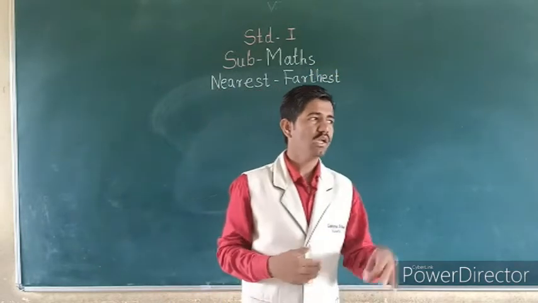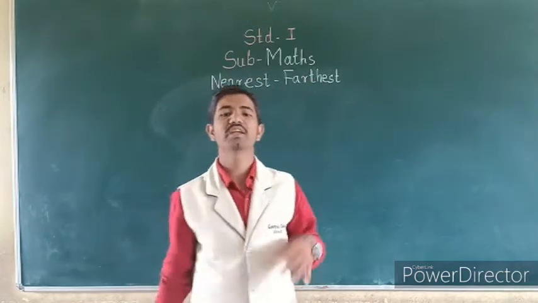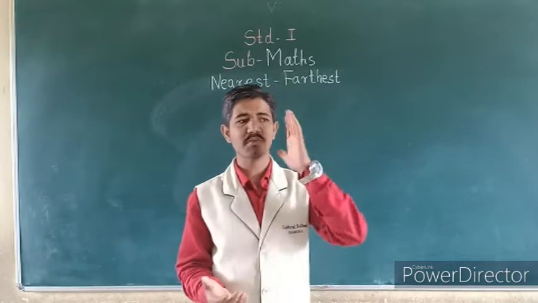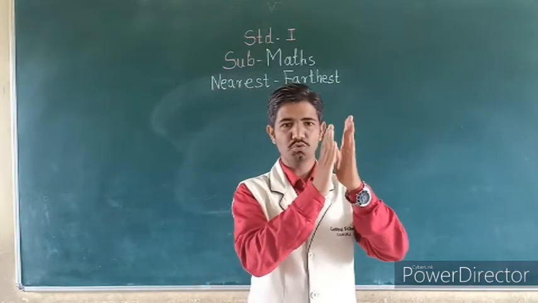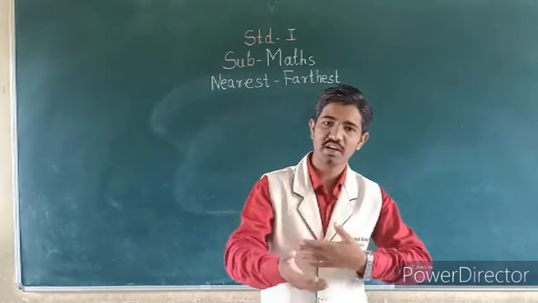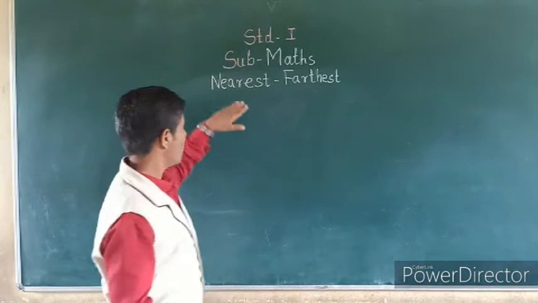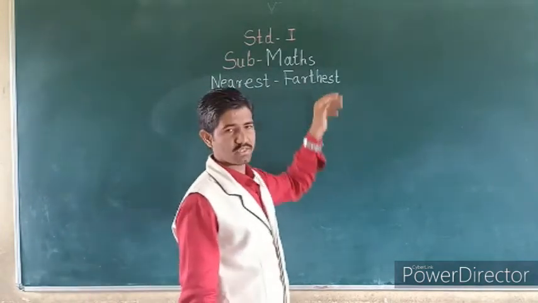Okay, on the first page, page number 6, we see nearer and farther. Nearer and farther, what's the meaning? Nearer means close to, and farther means a long distance. So all of you understand what is nearer and what is meant by farther. In the next section we see nearest and farthest.